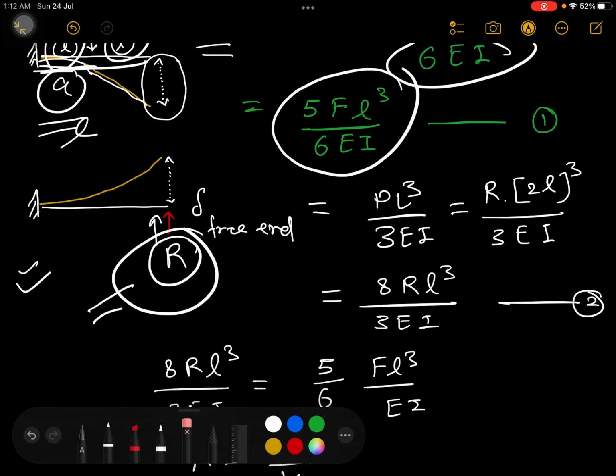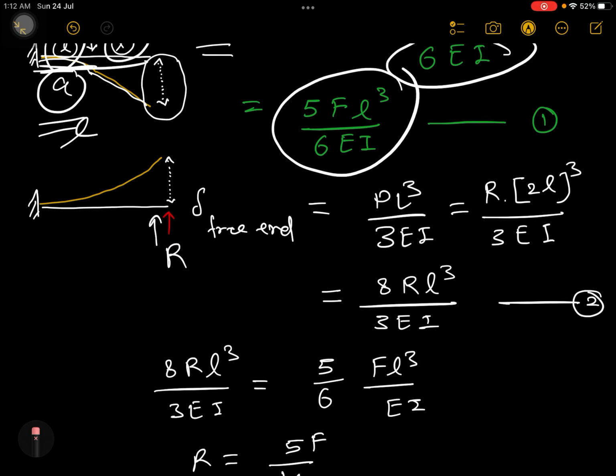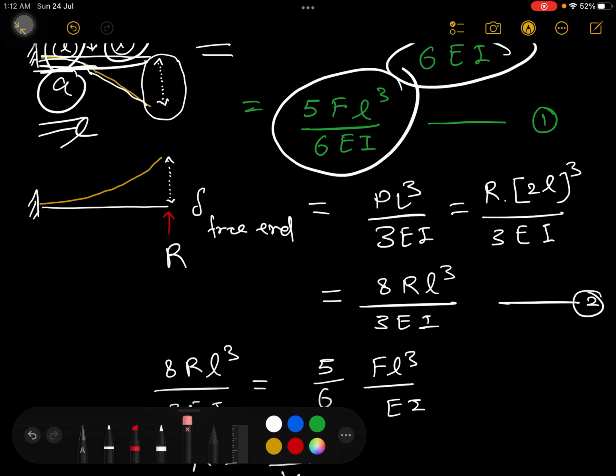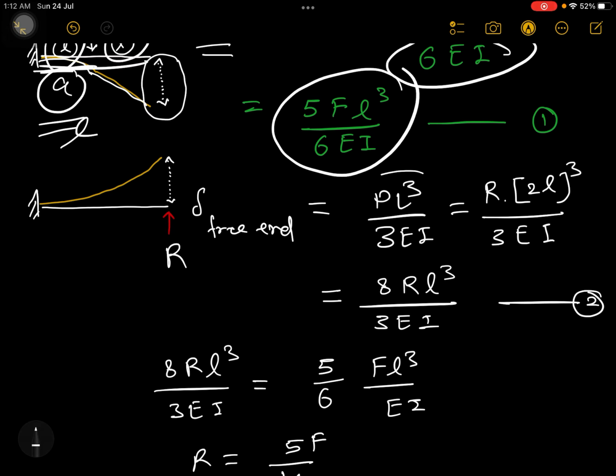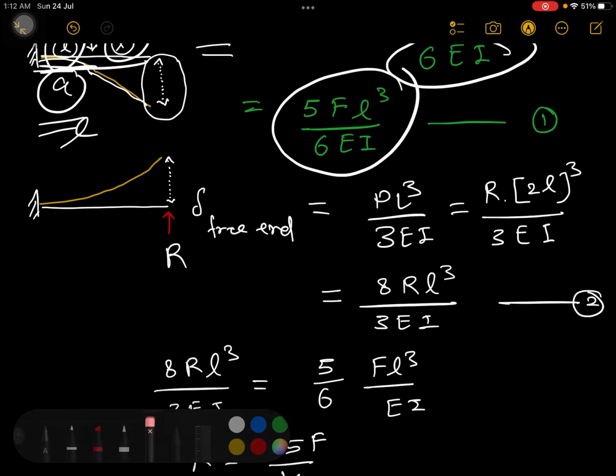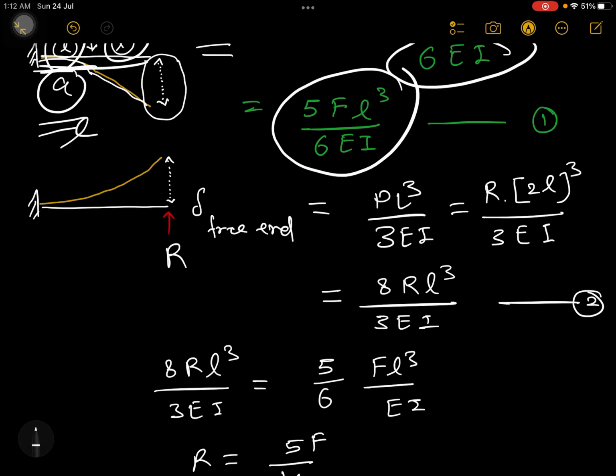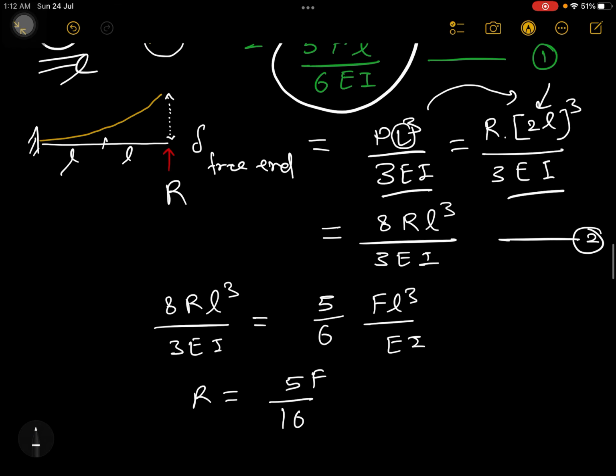So don't worry, because of this R, whatever equation will come, we used to remember in our classroom programs PL cubed by 3EI. Actually some people remember this as WL cubed by 3EI, some people remember it as FL cubed by 3EI. There are different teachers, different books, different notations. So PL cubed by 3EI we used to remember, totally clear. So this value I will substitute here. This L is nothing but L and L, so 2L, I'm writing 2L here, and 3EI as it is. When you solve it, this will come.